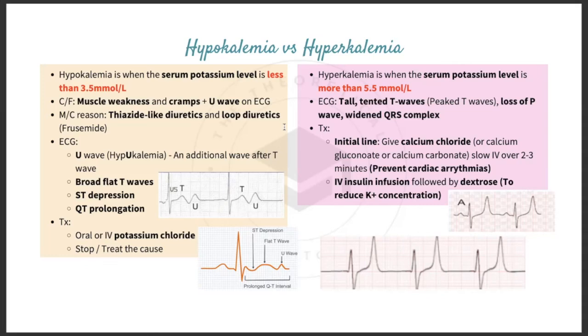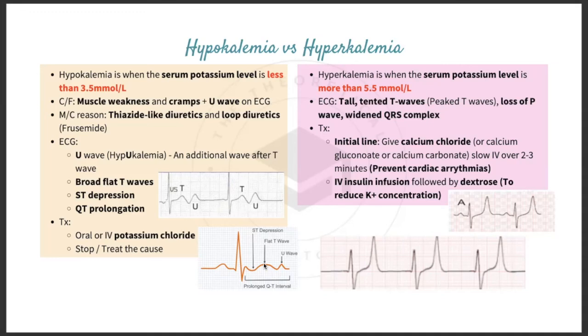So the most common reason would be due to diuretics, thiazide-like diuretics and loop diuretics. The treatment would be oral or IV potassium chloride, because you lack potassium anyway, so you need to give them potassium, followed by stopping and treating the cause. Okay, so take a look at this. Sometimes they may have ST depression, or the T wave may start to flatten. After the T wave, there is another wave, okay? All right, that's the U wave.